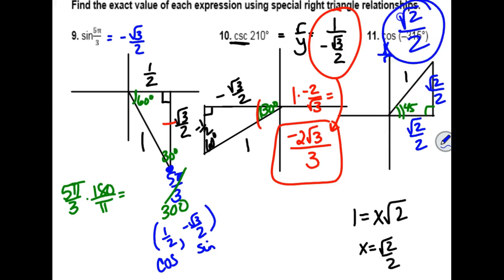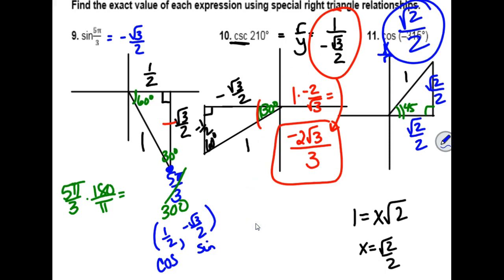Now that's us developing, but notice every single question I just gave you was one of our special angles off of the unit circle. Guys, are those the only angles that exist? Yes. If only. No. So what if I said, figure out something that's not off the unit circle? We would just skip it, of course.